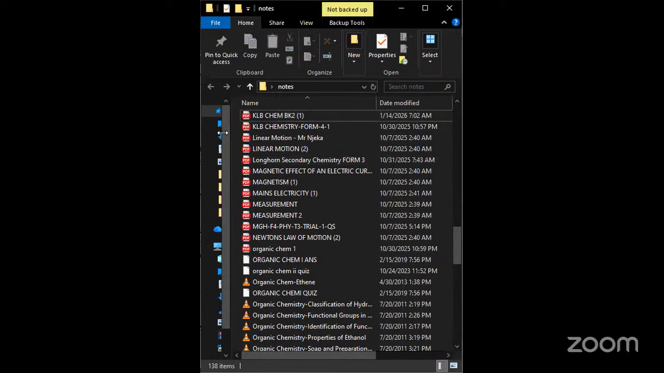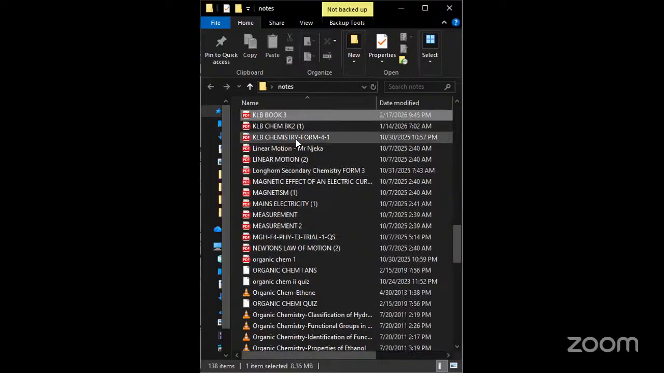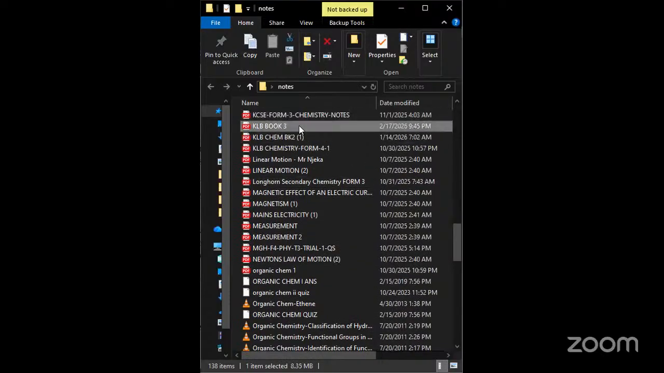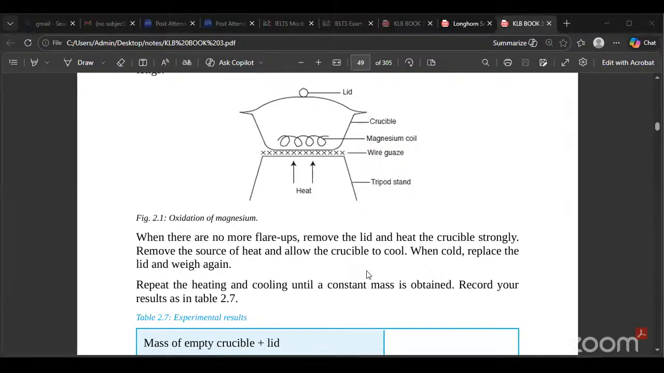But the examples we'll use, we'll use the Longhorn. So please allow me to share this one. Yes. I hope everybody can see now. I want us to start with the empirical formula, but we'll come back to that. It is in the example still. So we'll just remind ourselves when we get there.